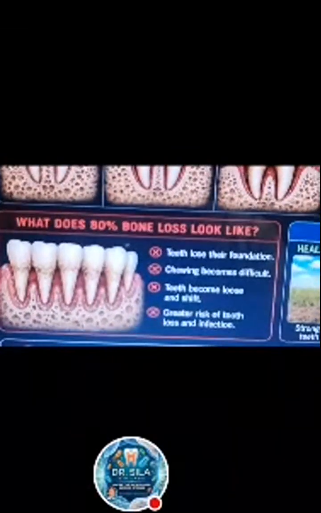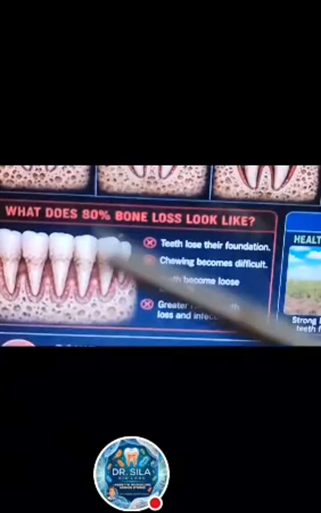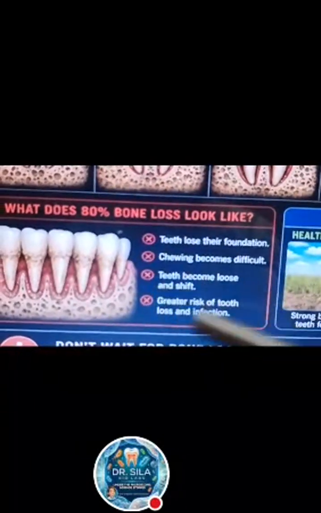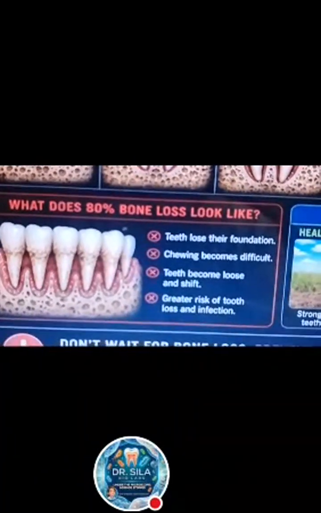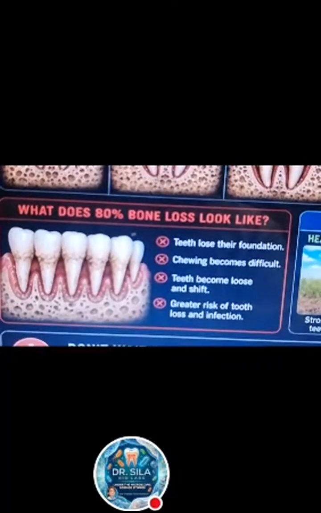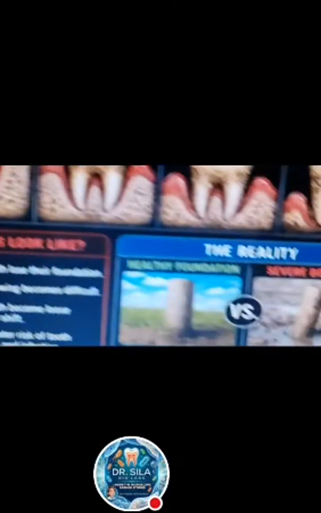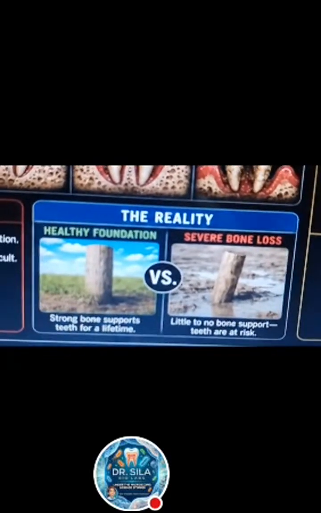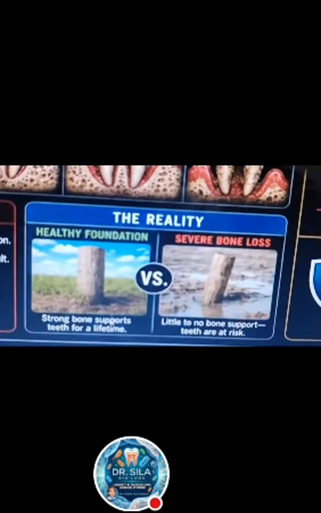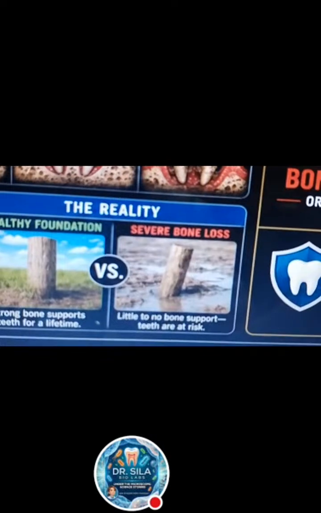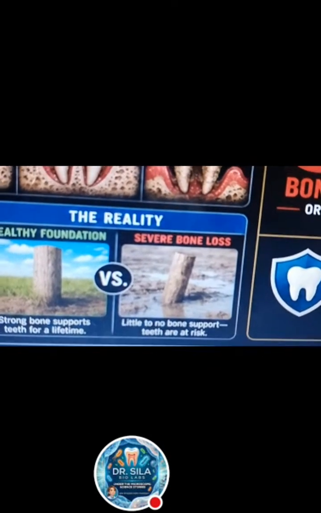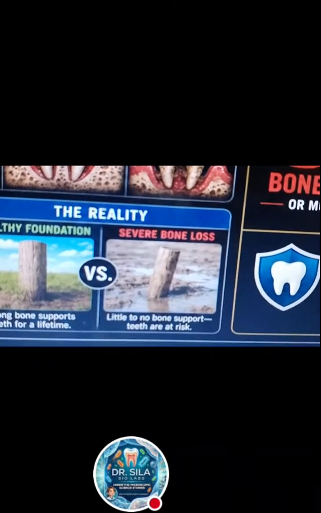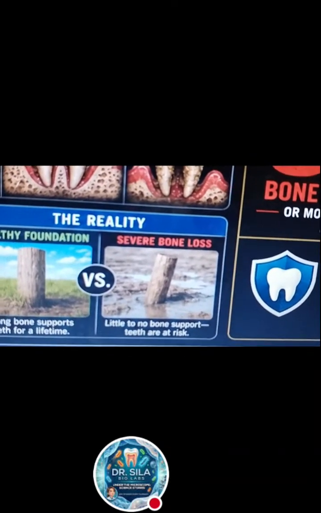What does 80% bone loss look like? Teeth lose their foundation, chewing becomes difficult, teeth become loose and shift, with greater risk of tooth loss and infection. You can see it through this. This is the healthy foundation, standing straight. With severe bone loss, it's trembling in the mud, just like trembling in your mouth.